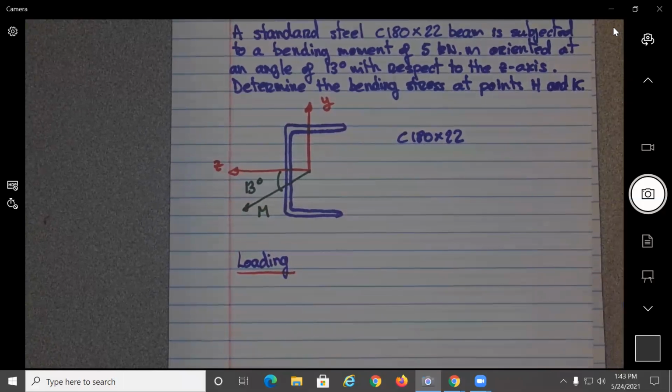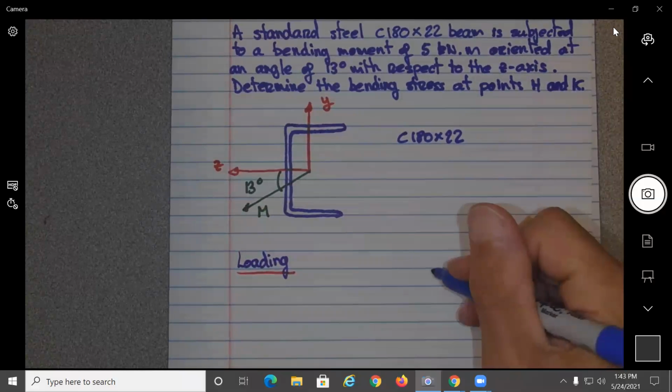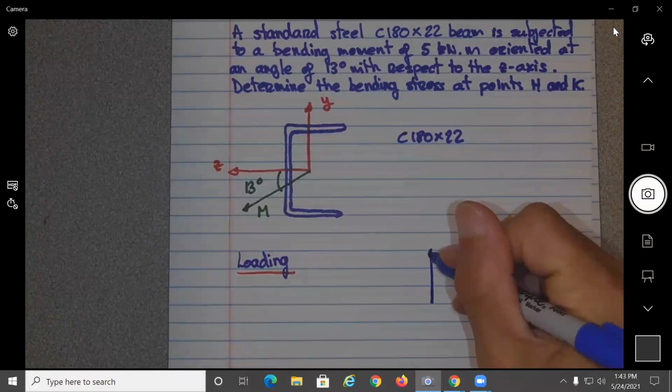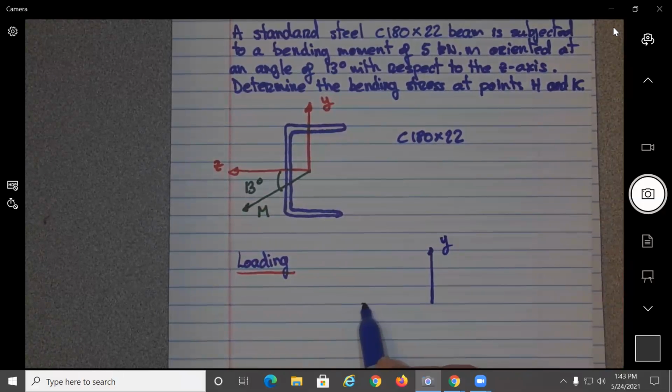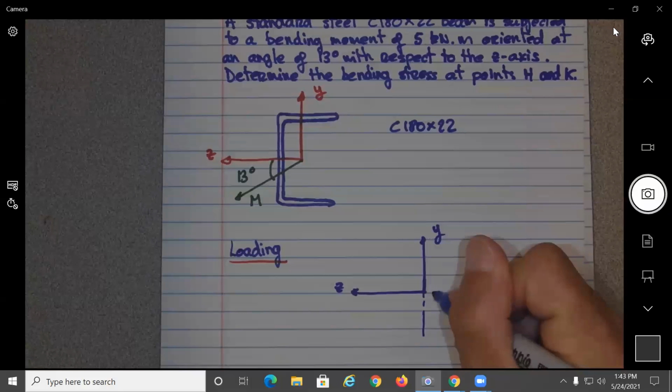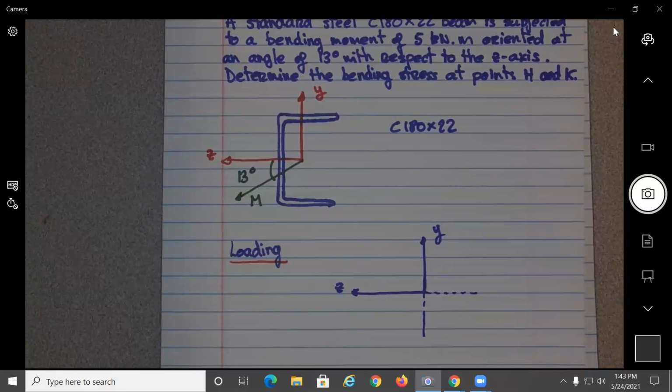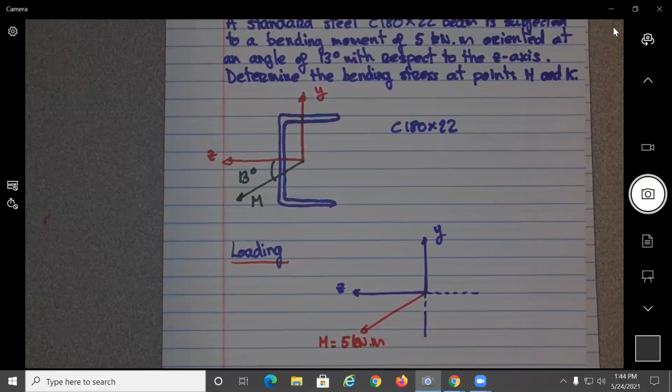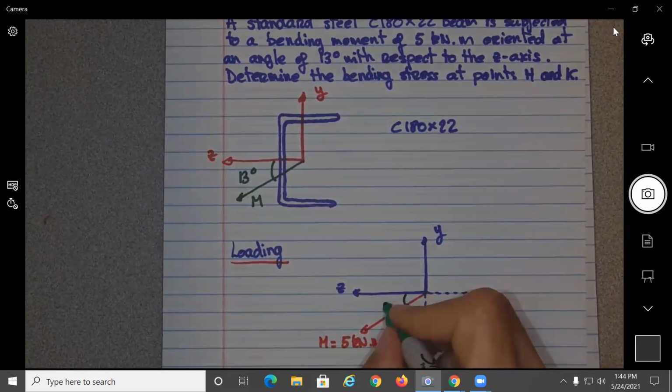Okay, so I'm going to redo the figure here very quick, but we could use the one on top. So we have here Y. We have here Z. We have here the value of the moment M equal to 5 kilonewton meters. And we know the angle here of 13 degrees.